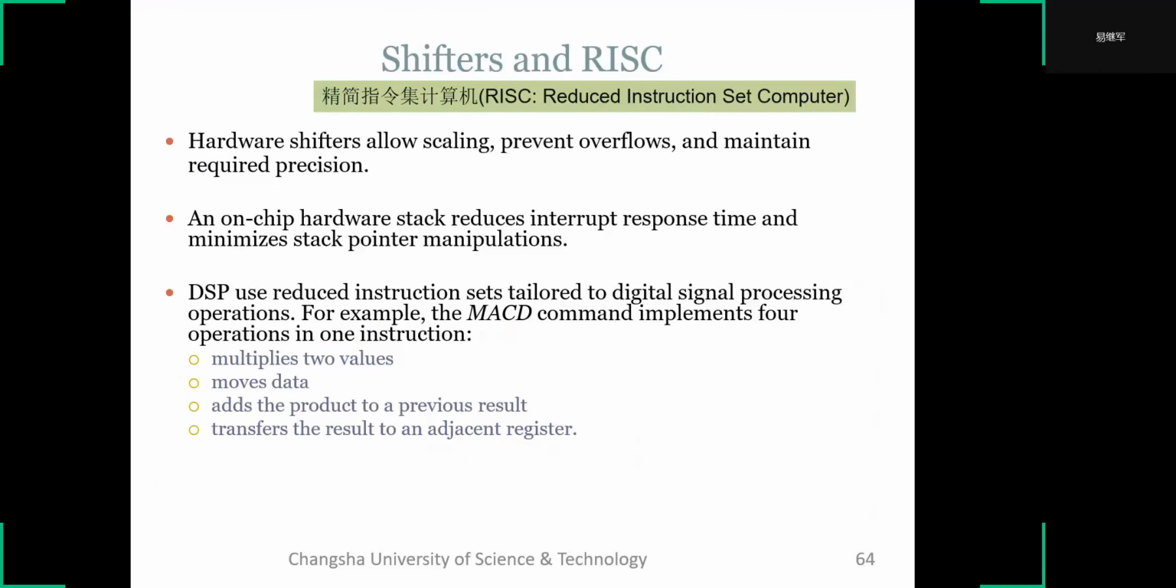Shifters and RISC. Hardware shifters perform scaling, which prevents overflows and maintains required precision. An on-chip hardware stack reduces interrupt response time and minimizes stack pointer manipulations.